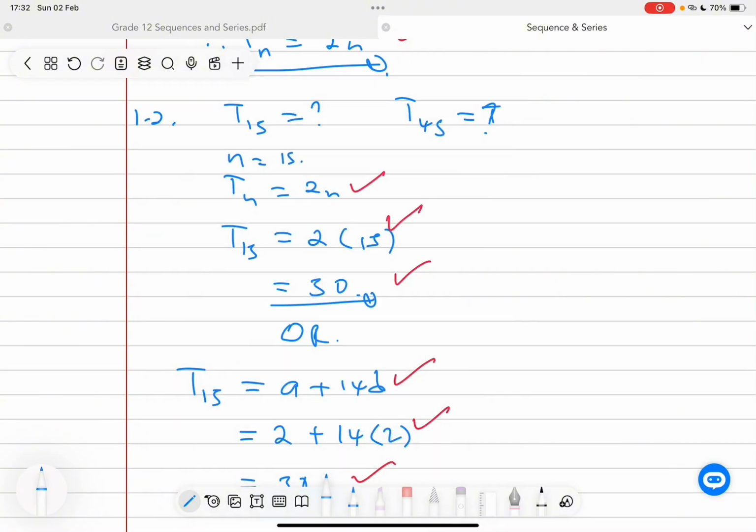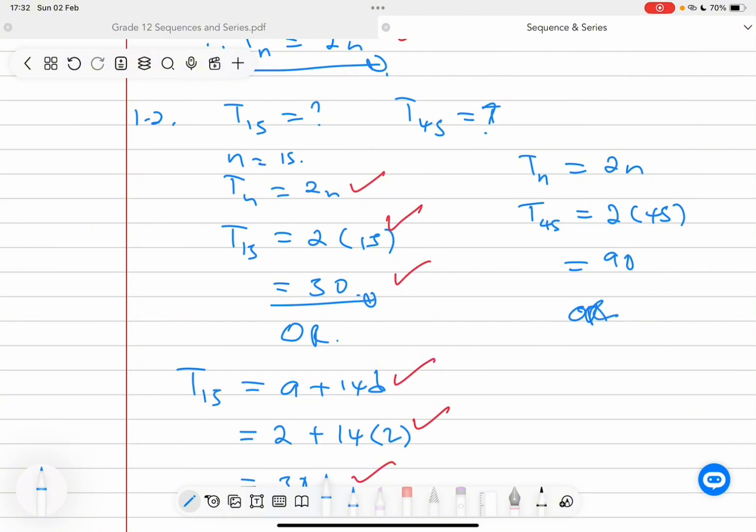The other part of the question is finding the 45th term, which is also, if we take the general formula that we calculated in question 1.1, we should be able to see that we're doing the same thing. This will be T45, so that I have 2 times the 45, because in this case we are saying that n is actually equal to 45. So where I see n, I put the 45. Now here I'm going to have 2 times 45, that's 90. It should give me a 90.